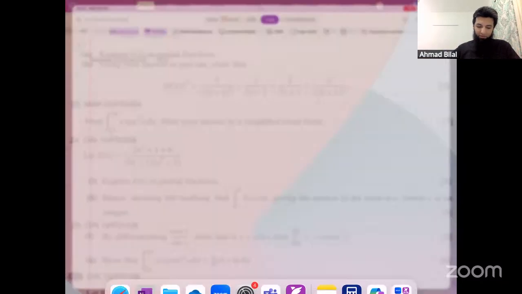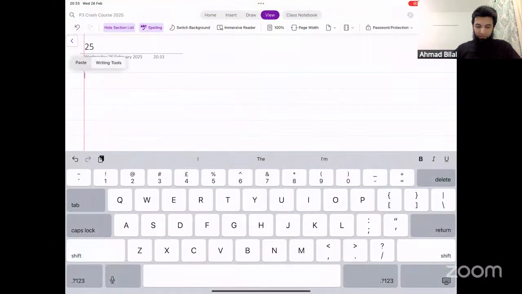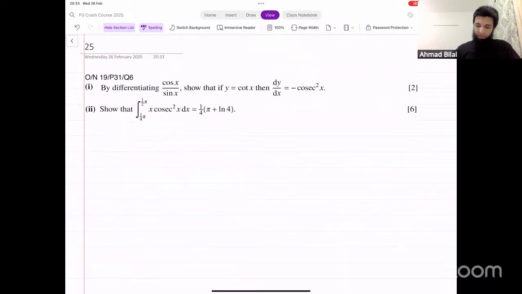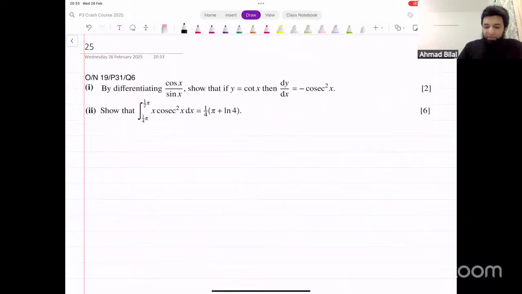25 it was. Okay, question number 25. Let's try this. Now the first part says by differentiating cos x over sin x, show that if y is equal to cot x, then dy by dx is equal to this. Now what is cot x? Cot x is this, right? Cos x over sin x.